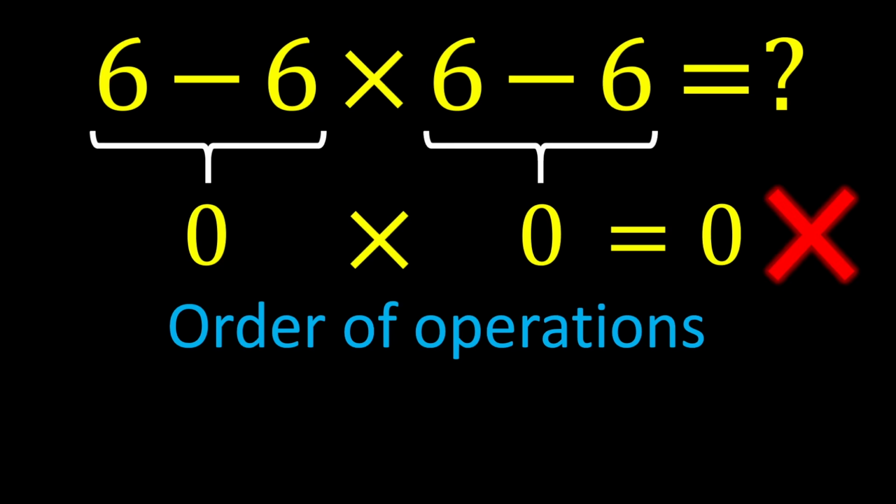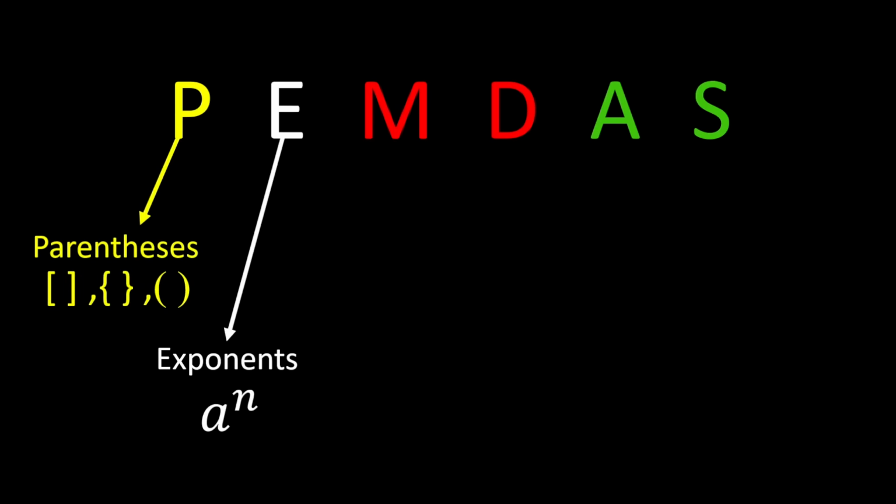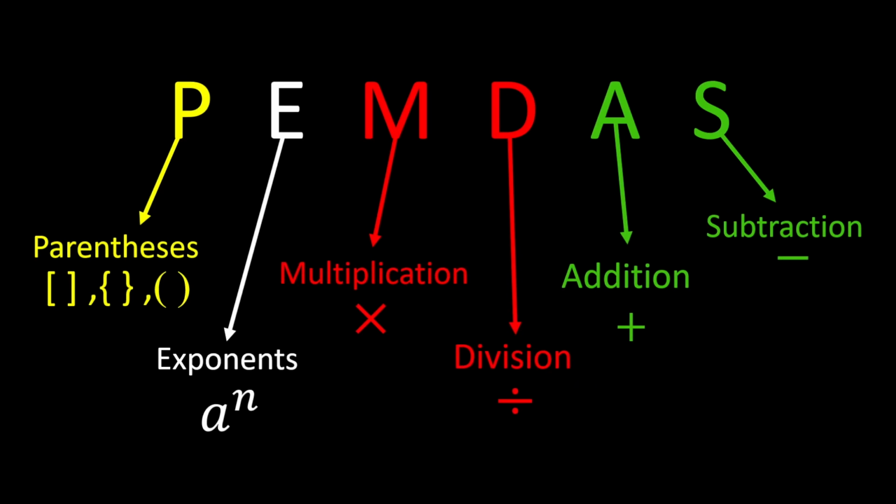The order of operations is commonly known by the acronym PEMDAS. In PEMDAS, P stands for parentheses, E stands for exponents, M stands for multiplication, D stands for division, A stands for addition, and S stands for subtraction.